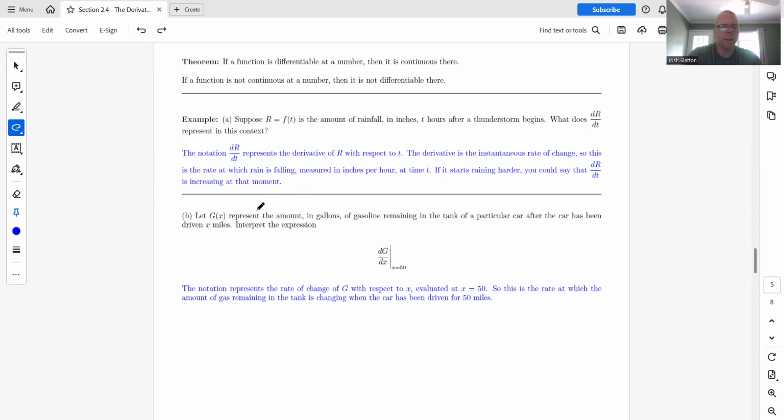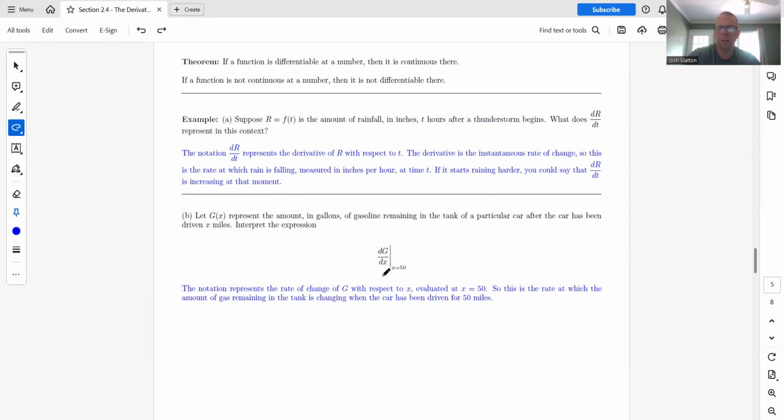All right, so let's look at the next example. So here we have g of x representing the amount in gallons of gasoline remaining in a tank after being driven x miles. So interpret this expression. So again, dg dx. And I noticed, you don't say dg over dx. You say dg dx, or dy dx if we're just using x and y. Not a big deal, but that's typically how you say this. So this notation is dg dx, or the rate of change of gasoline with respect to miles, evaluated at x equals 50.